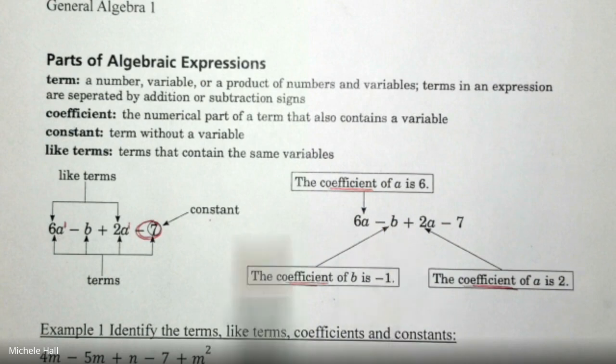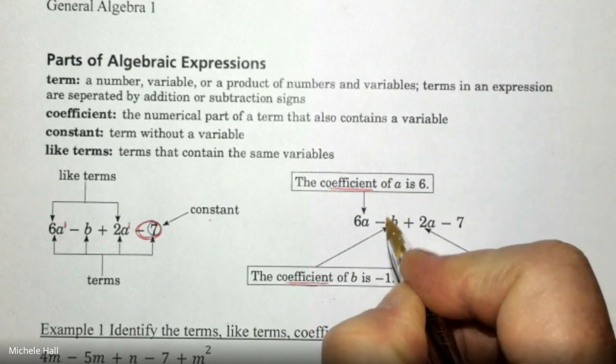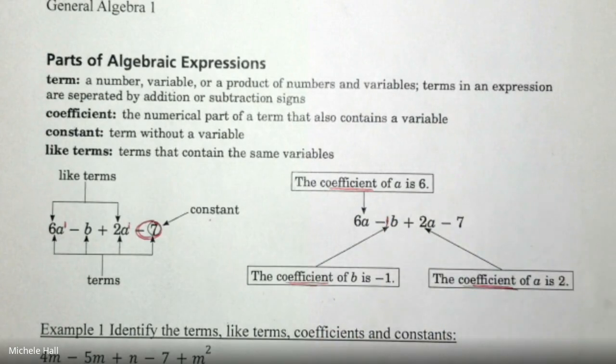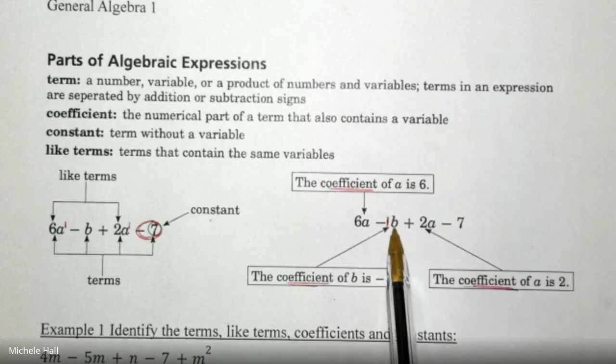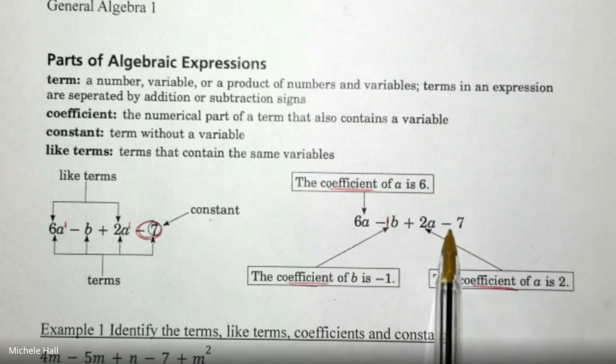Remember that, just like exponents, if it's not there, we can write the 1 down for the exponent. That would be true for the coefficient as well. There is a -1 that is understood to be there. So the coefficient of b would be -1. The coefficient of 2a would be 2. -7 does not have a coefficient because it doesn't have a variable. This is the constant.